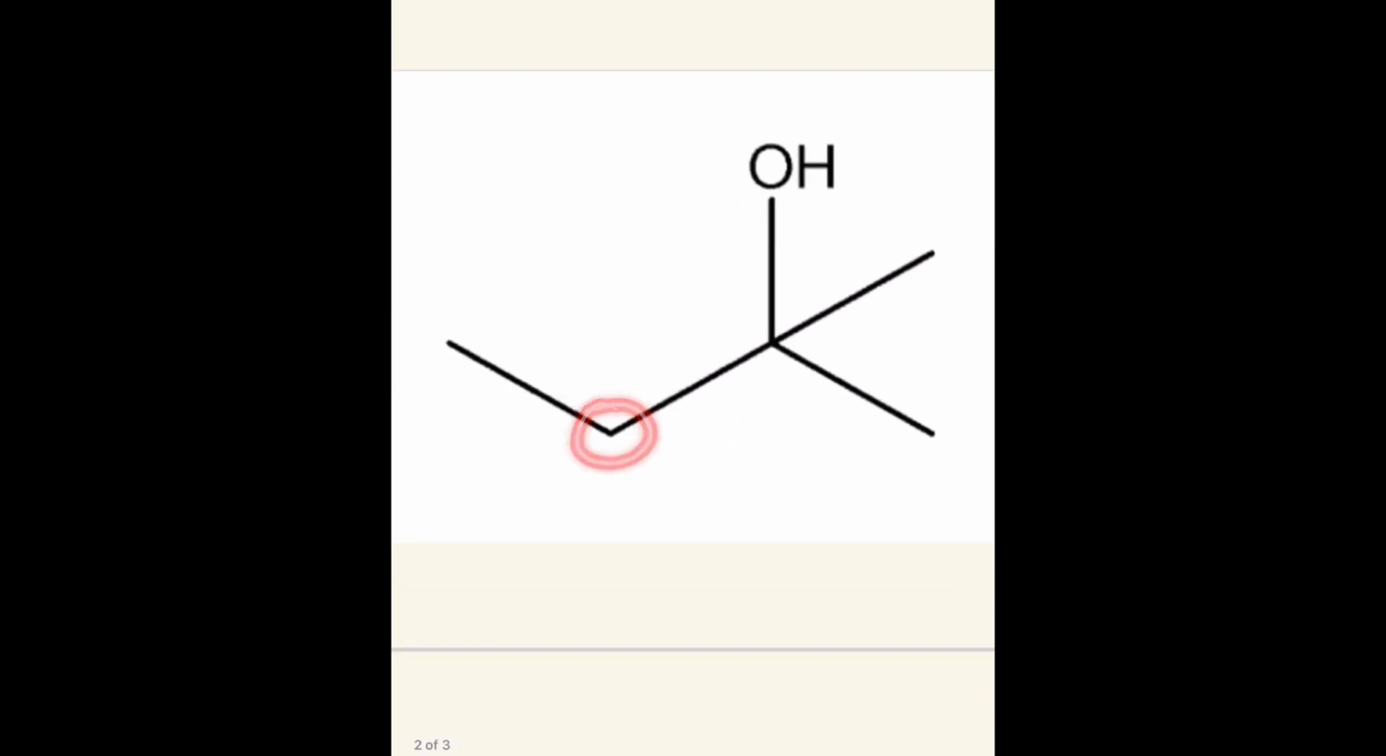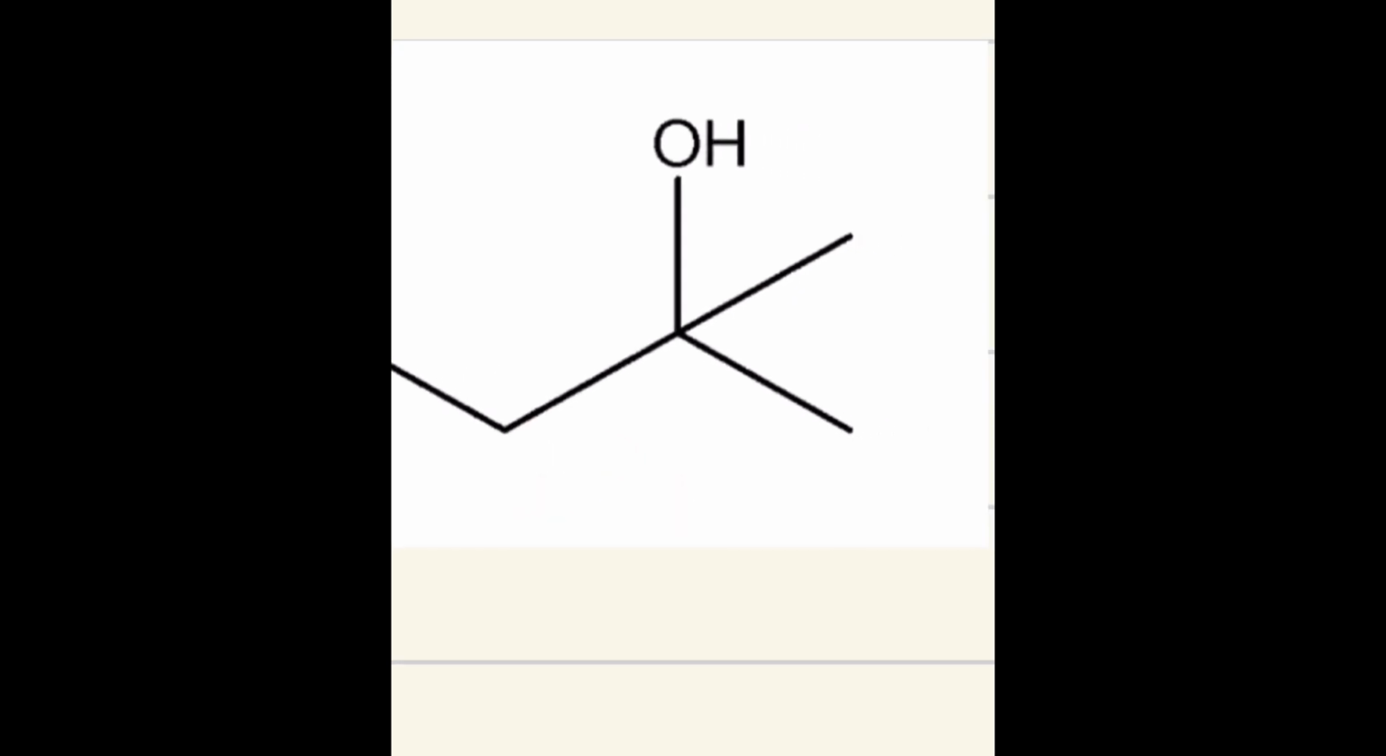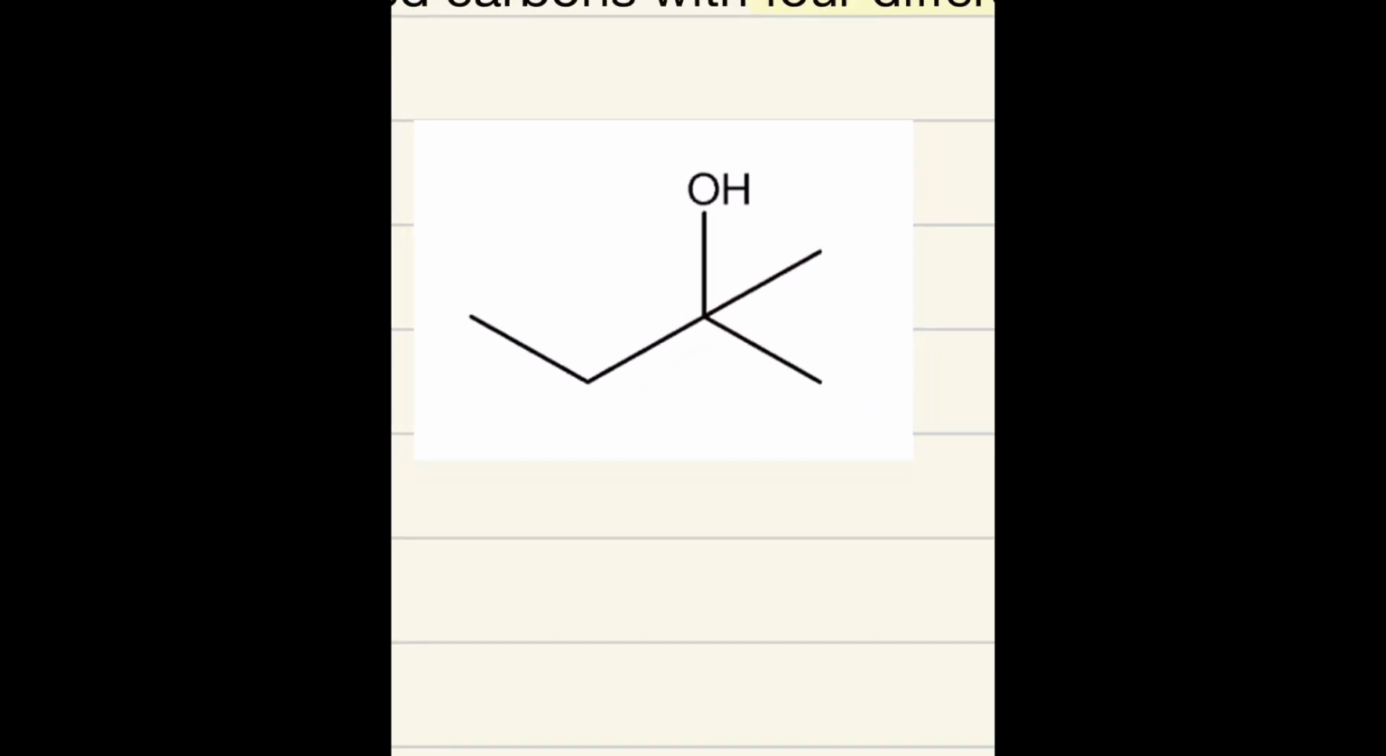What about this carbon? 2 invisible hydrogens, not chiral. What about this one? We have 2 methyl groups, not chiral. So this molecule is known as achiral, meaning no chiral centers, not a chiral molecule.